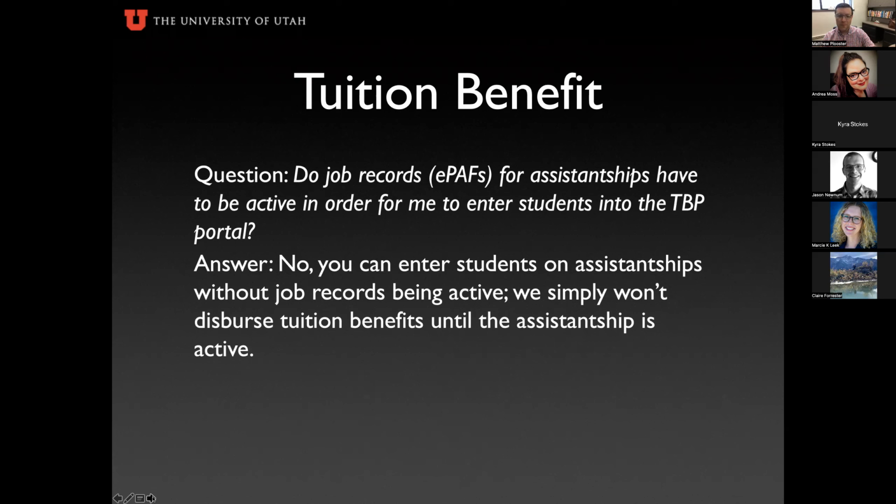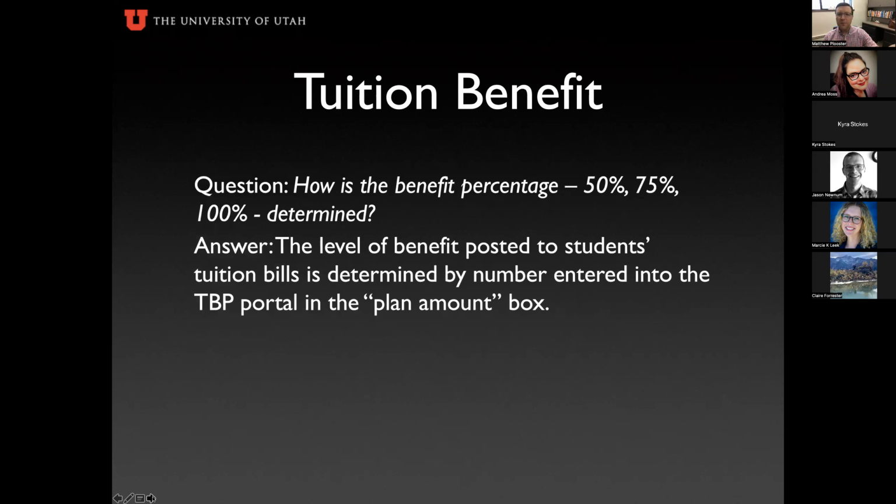How is tuition benefit percentage, the 50%, 75%, or 100%, determined? This is a great question. When you go into the tuition benefit portal, you do put in 100% TA or 50% TA and 50% RA, or whatever their support is. But that does not indicate the percentage. It does not mean 100% support. That just means 100% of their support comes from being a TA or what have you.